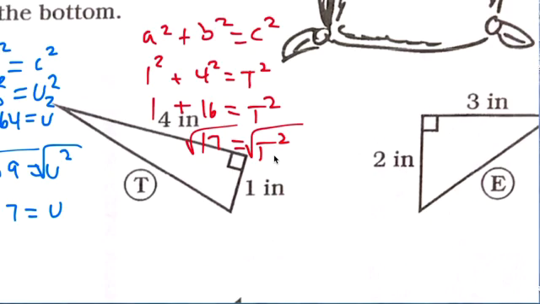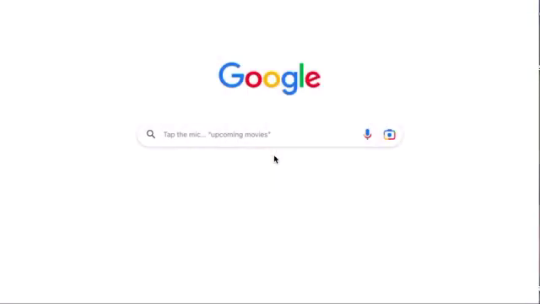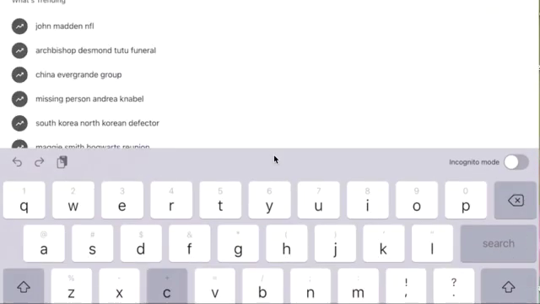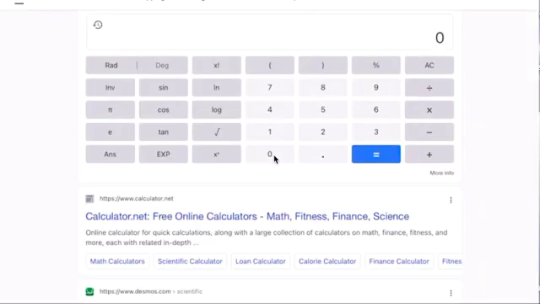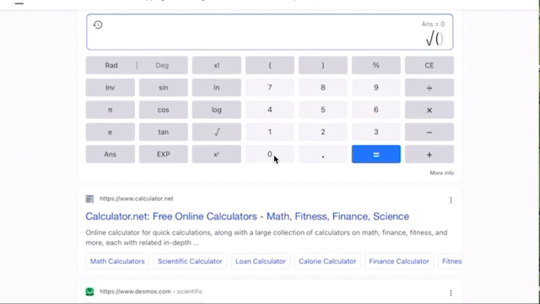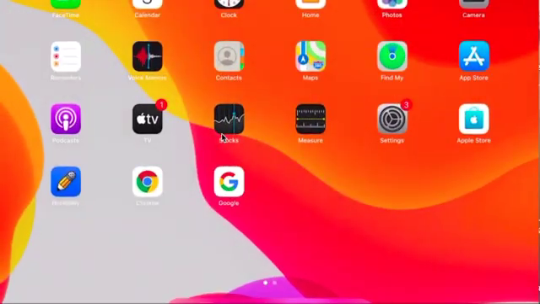Close all these on my timer. Google calculator. Let's see. All right. The square root is that symbol right there. This symbol right there, that's when I press. Okay, the square root, and then you put 17, and then equal. 4.12.